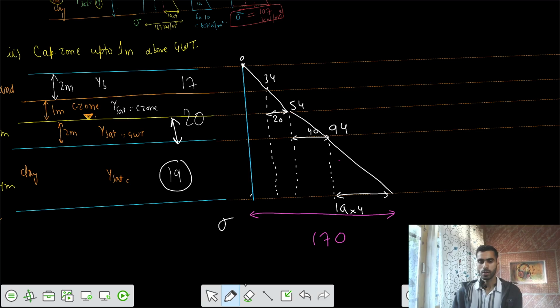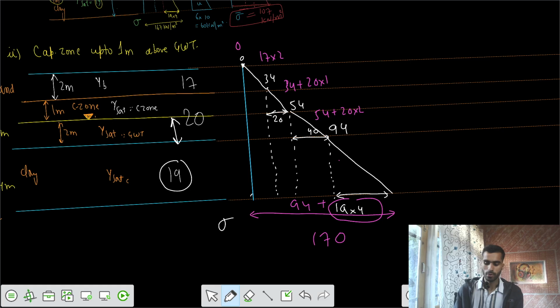94, 54, 34, and that is all. This is your 0. That's your 17 into 2. After that we have 54, because we have 34 plus 20 into 1. After that we have 54 plus 20 into 2, giving 94. Then 94 plus 19 into 4. That's 170. So that's your total stress.